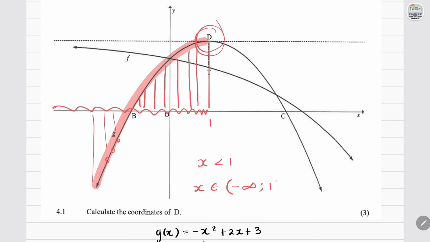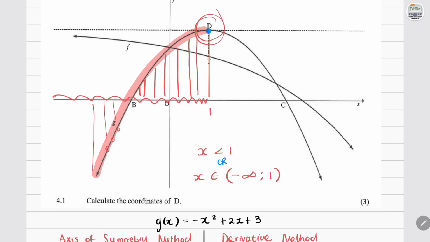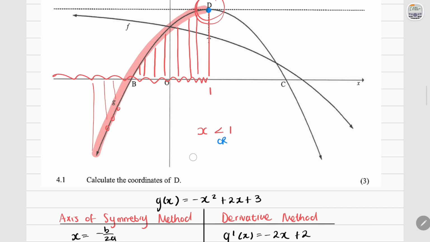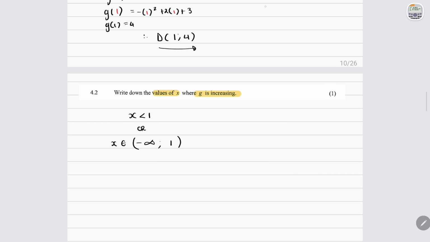And for the 1, do we include a square bracket? No, it's a round bracket as well, because they asked for where this graph is increasing. At 1, this is where we have a turning point. At the turning point, the graph is neither increasing nor decreasing. So you can write it like this or like that. And I'll just also go ahead and put that down here. Okay, so that is our answer. And then moving on to the next question.